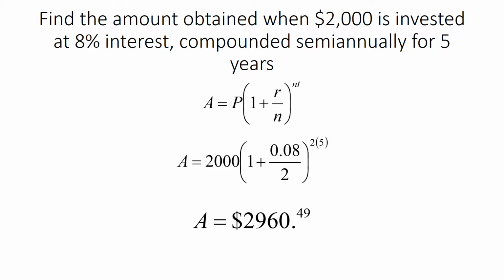So in this case, we're looking for the amount, that's our A, that we'll obtain when $2,000 is invested at 8% interest, compounded annually for 5 years. So no problem, we discover at the end of that 5-year period we have $2,960.49.